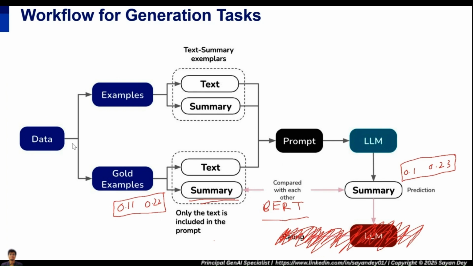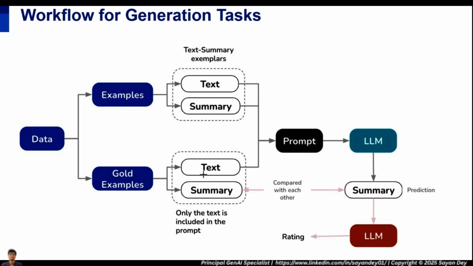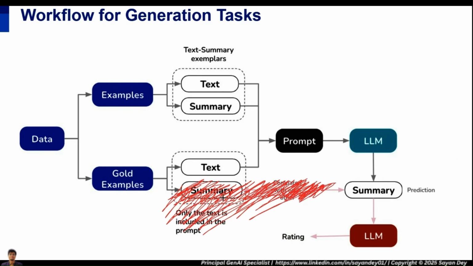Now, if we don't have the ground truth summary, what happens then? Then we use something called LLM as a judge. This is approach number 2. So let me quickly go and remove this part. If we do not have the ground truth summary, this part will go away now. This is oftentimes going to be the case. You will not have a ground truth summary. If this is not there, then what do we do?